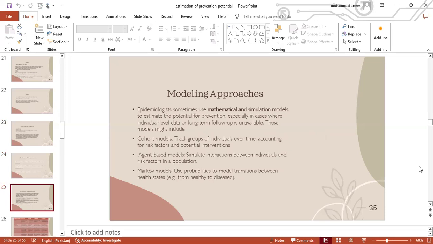Modeling approaches. Epidemiologists sometimes use mathematical and simulation models to estimate the potential for prevention, especially in cases where individual-level data or long-term follow-up is unavailable. These models might include cohort models, agent-based models, and Markov models. Cohort models track a group of individuals over time, accounting for risk factors and potential interventions. Agent-based models simulate the interactions between individuals and risk factors in a population. And Markov models use probabilities to model transitions between health states, for example, from healthy to disease.